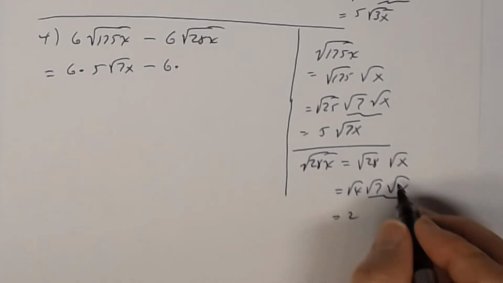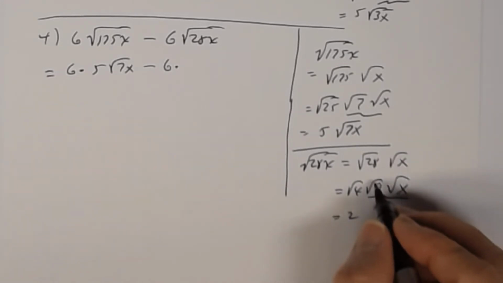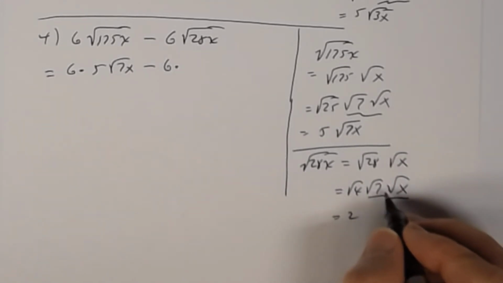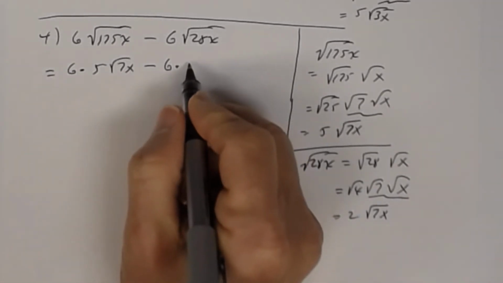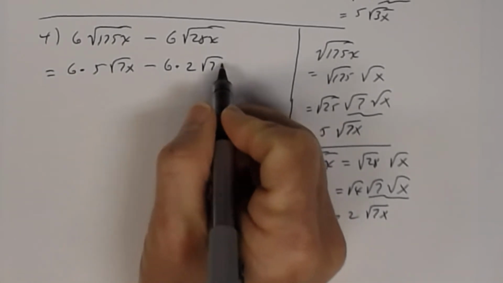I cannot simplify anything else, but I do know that I can write this as one square root because they're both square roots, and so therefore they both have the same index, and so I can multiply the radicands together. So I have the square root of 7x. So that goes here. So that's 2 square root of 7x.